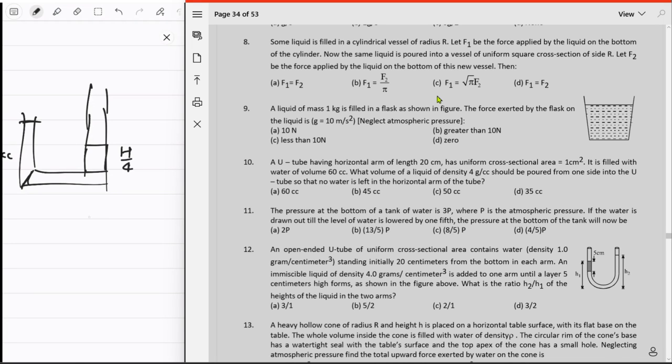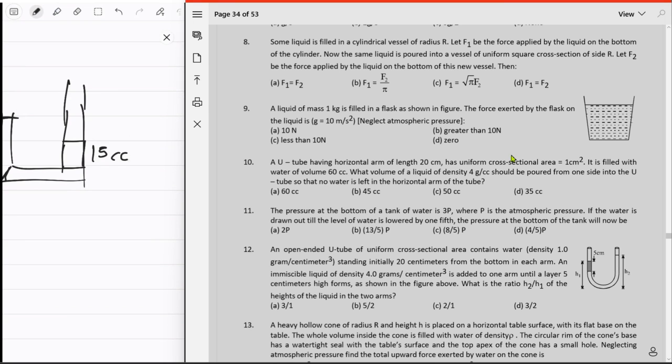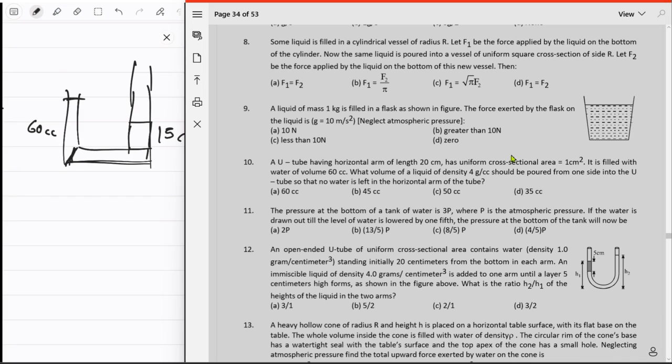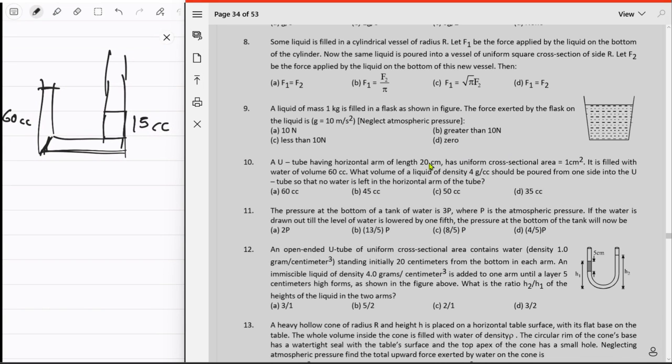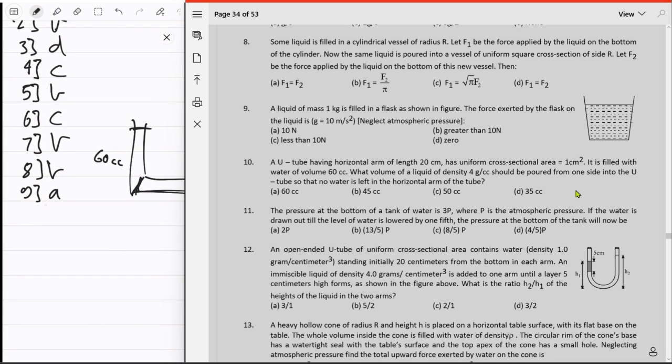Okay, and what about the cross section? The whole U-tube has the same cross section, 1 centimeter square. So it's just 60 cc, and this volume will be just 1/4 of that, so it doesn't matter. So 1/4 of that, which is 15, so it's 15 centimeter cube over here. And what about this thing? You also have that volume, 20 centimeter times 1 is 20 cubic centimeters. So this plus that is 35 cc. Next question.